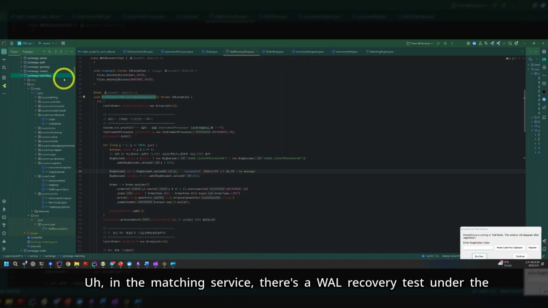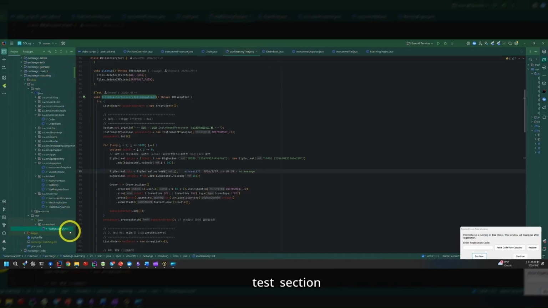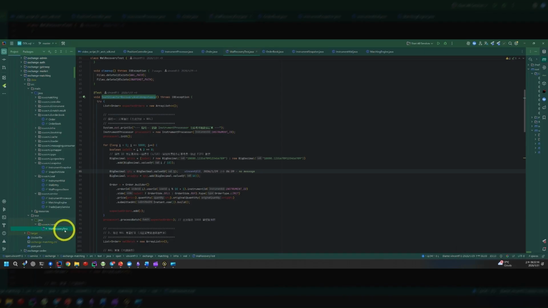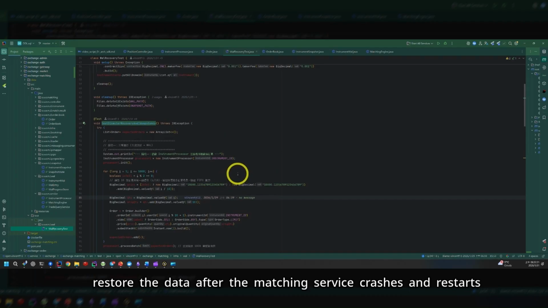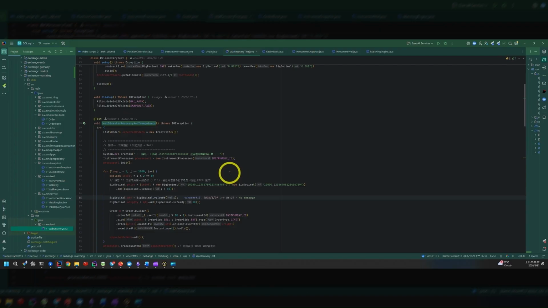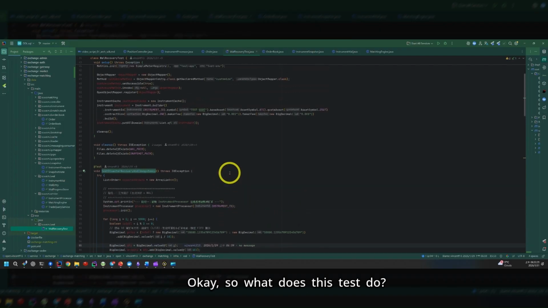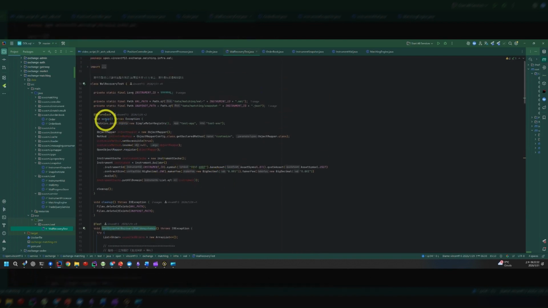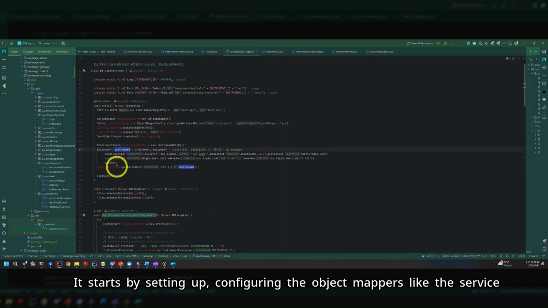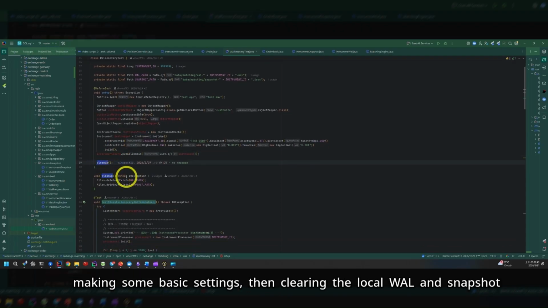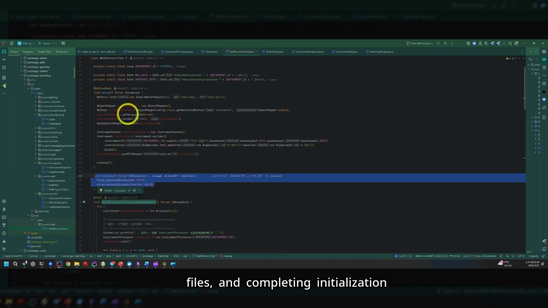In the matching service, there's a WAL recovery test under the test section. So this test is to check whether the WAL and snapshot can fully restore the data after the matching service crashes and restarts. Okay, so what does this test do? It starts by setting up, configuring the object mappers like the service, making some basic settings, then clearing the local WAL and snapshot files and completing initialization.